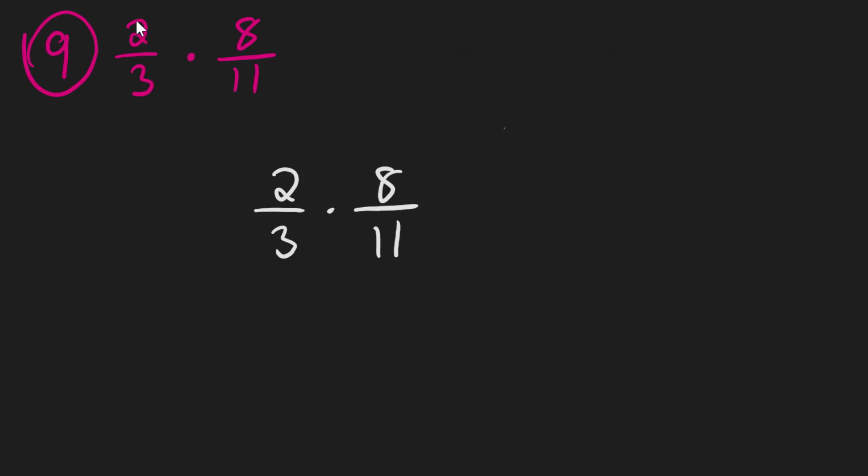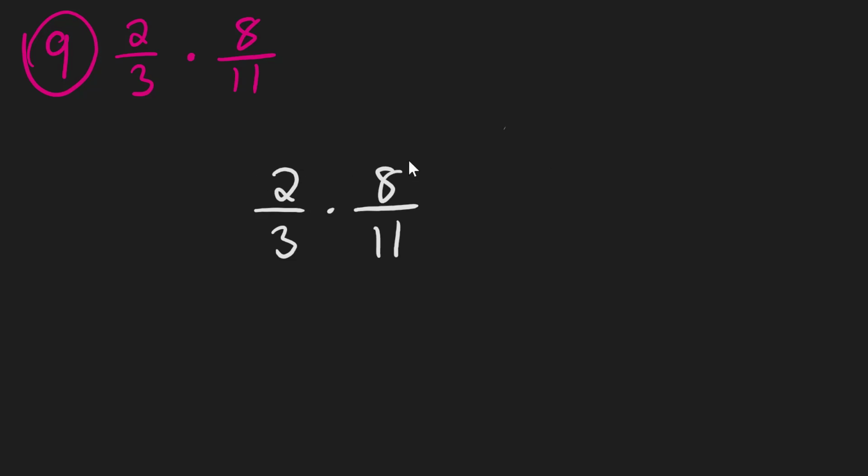So how do you multiply 2/3 times 8/11? Well, when you're multiplying fractions, you just multiply across. You do not need the denominators to be the same. When you're adding or subtracting fractions, you must have the denominators be the same. But when you're multiplying fractions, you do not need the denominators to be the same. You just multiply across. So let's do that.